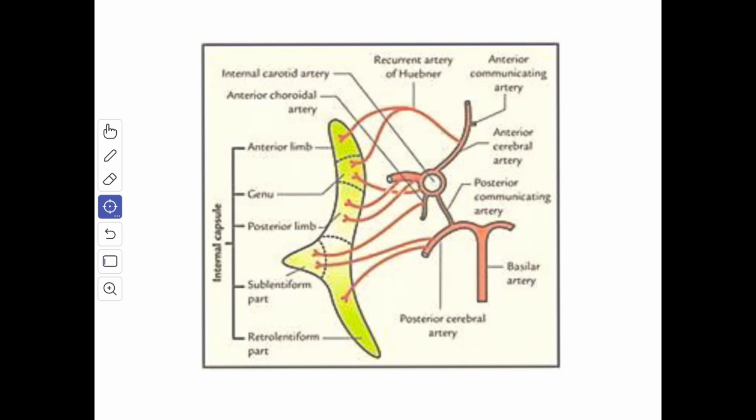Next we'll see the clinical correlation. Damage to the internal capsule due to hemorrhage or infarction leads to loss of sensation and spastic paralysis of the opposite half of the body, which is called contralateral hemiplegia. The hemorrhage commonly occurs due to the rupture of the artery of cerebral hemorrhage, which is also called Charcot's artery of cerebral hemorrhage, which supplies the posterior limb of the internal capsule.